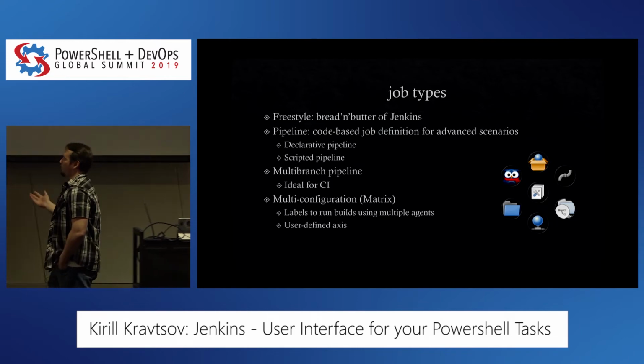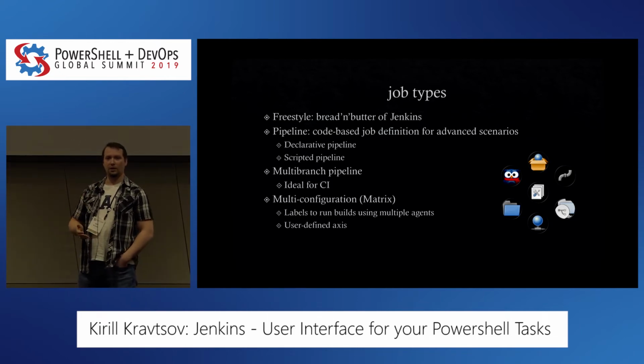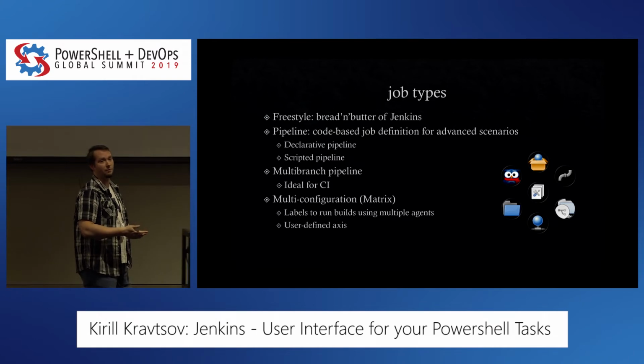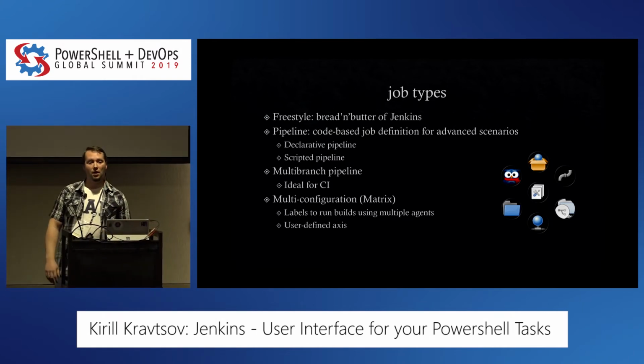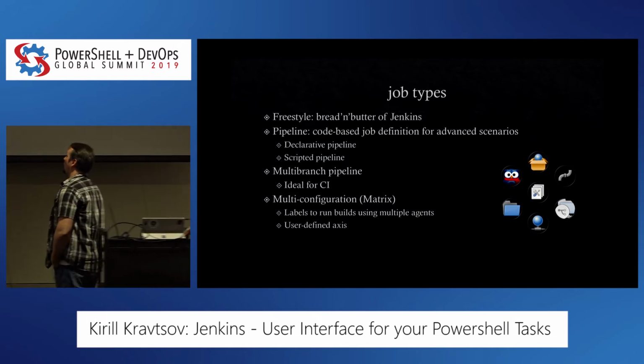And there is declarative pipeline, which you declare explicitly how the pipeline runs, like row by row. Or you can actually write a script that will dynamically add job steps based on some environment configurations or parameters or settings. Then there is a multi-branch pipeline.